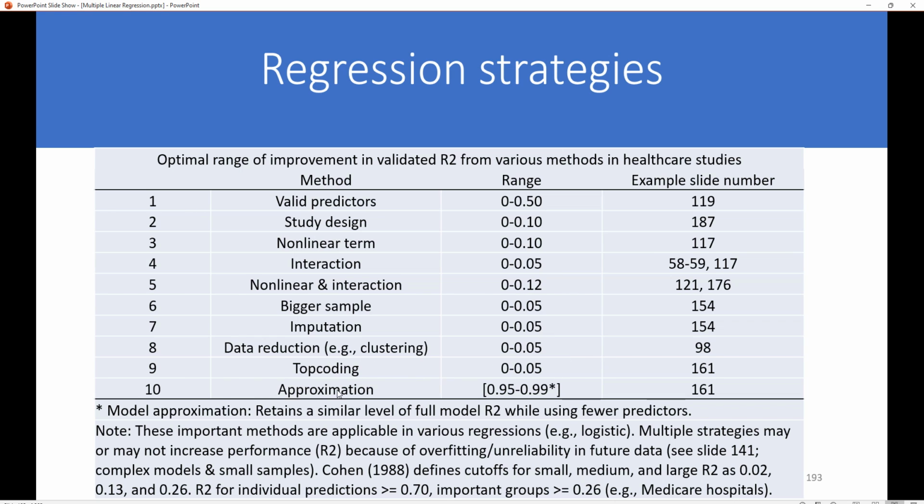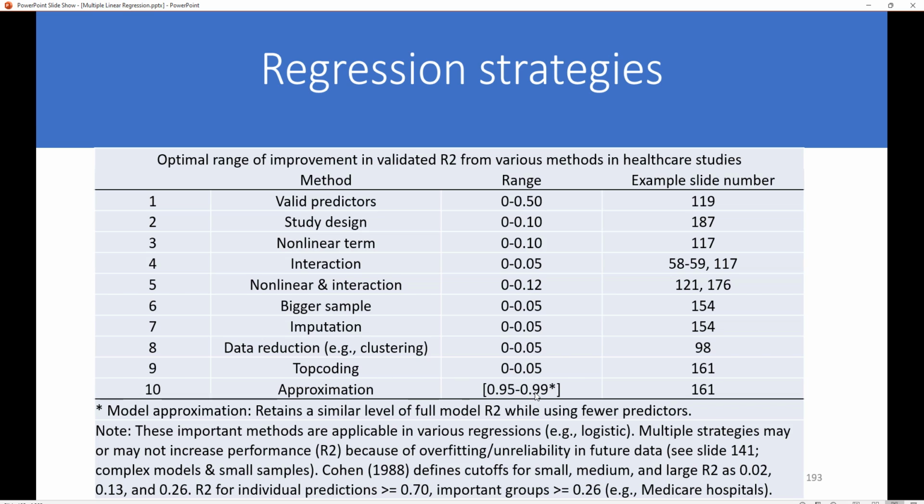Top coding, we did that for our cost model. And we can also do it for other skewed outcomes, such as the length of stay. And then we also have at the bottom model approximation. The range reads as 0.95 to 0.99.